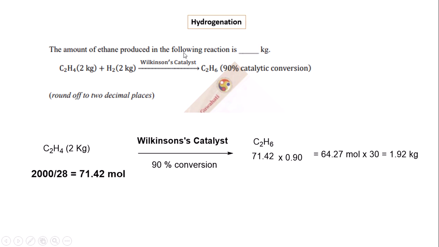The amount of ethane produced in the following reaction: first convert gram to kg to gram, then divide by the molecular weight to convert to moles, and after the 90% conversion it becomes 64.27 moles. When multiplied by the molecular weight of ethane, we get 1.92 kg.